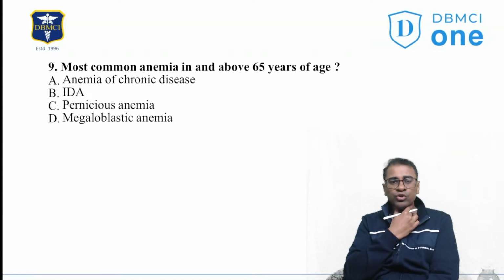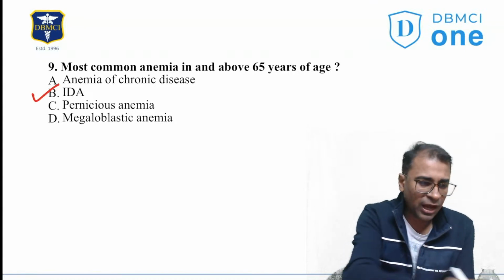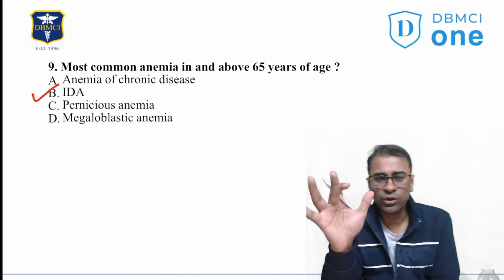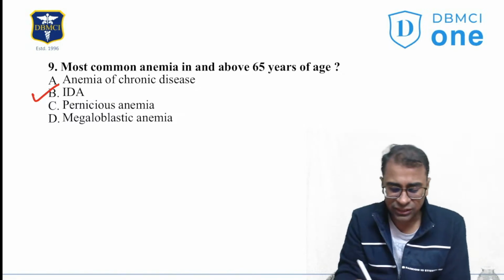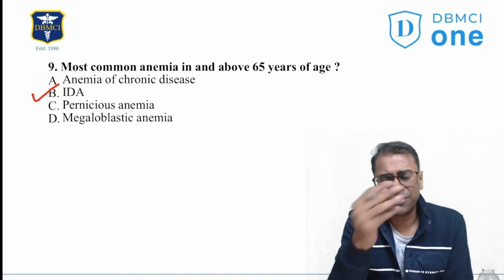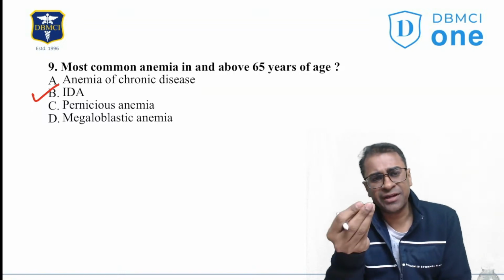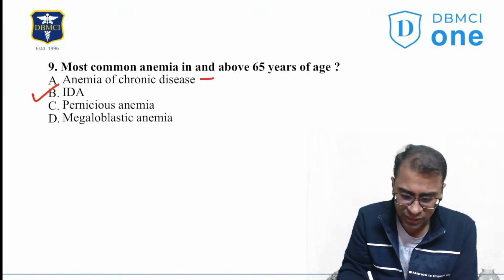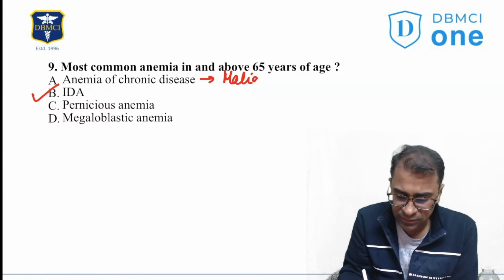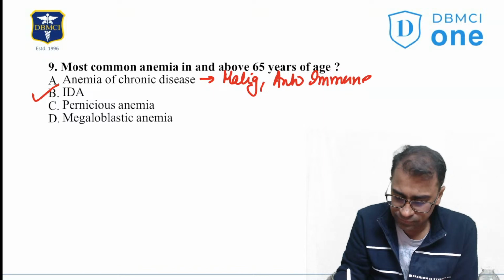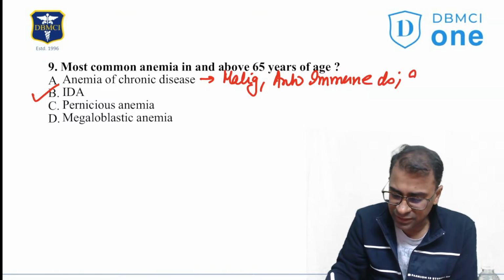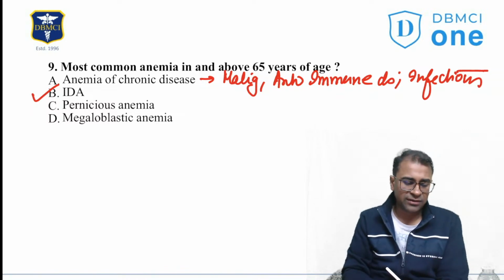Now, the most common anemia is surely iron deficiency anemia, whatever the age, until and unless there is a malignancy or autoimmune disease mentioned there, do not mark ACD. They are seen only in malignancies, they are seen in autoimmune disorders, and can be seen in chronic infections. So here the answer is B actually.